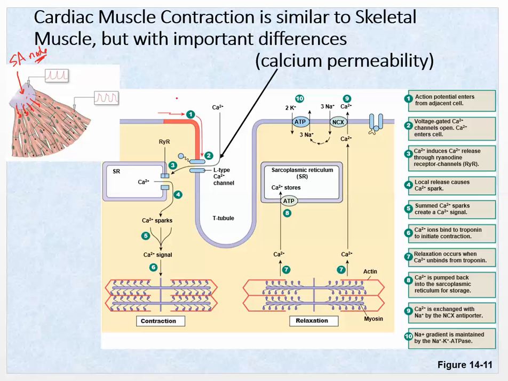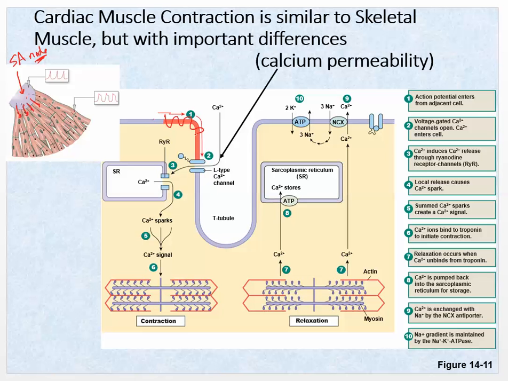Now, remember with skeletal muscle, we had the motor neurons that came and released acetylcholine. That was what was causing the depolarization that moved through. This is different. The heart gets it from the autorhythmic cell. So it's just sharing, moving from one cell to the next to the next. But these cells still depolarize in the same way.